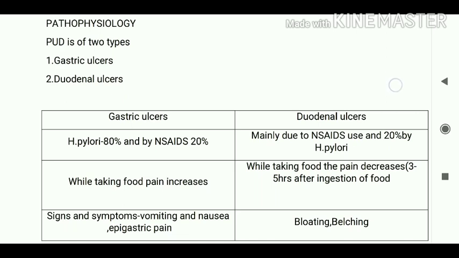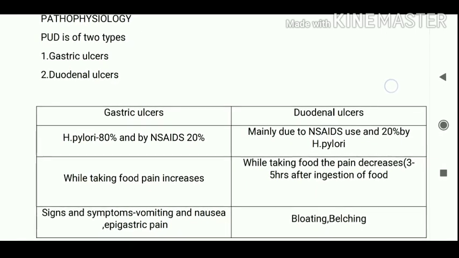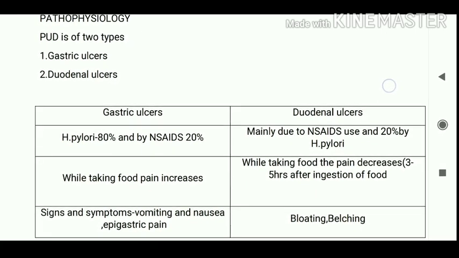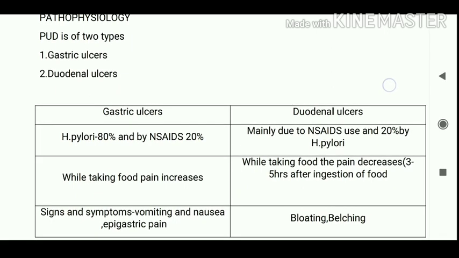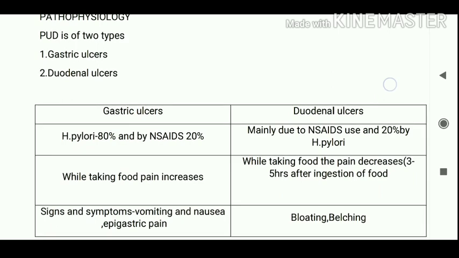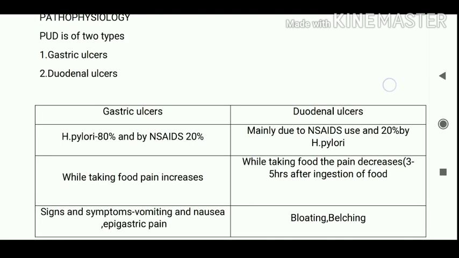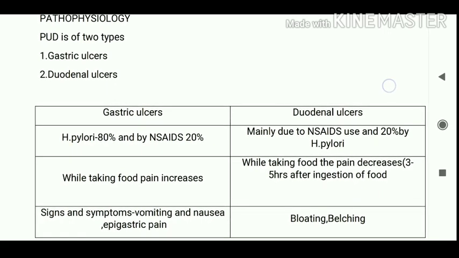If we see the pathophysiology, before going into it, peptic ulcer is of two types. As I previously said, gastric ulcer and duodenal ulcer. Ulcers found in the stomach are known as gastric ulcers, and in the duodenum they are known as duodenal ulcers. In gastric ulcers, 80% of ulcers are due to H. pylori infection and 20% are due to NSAID drugs.